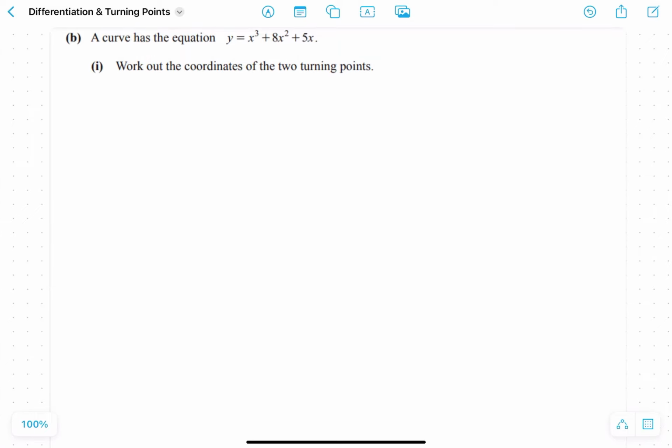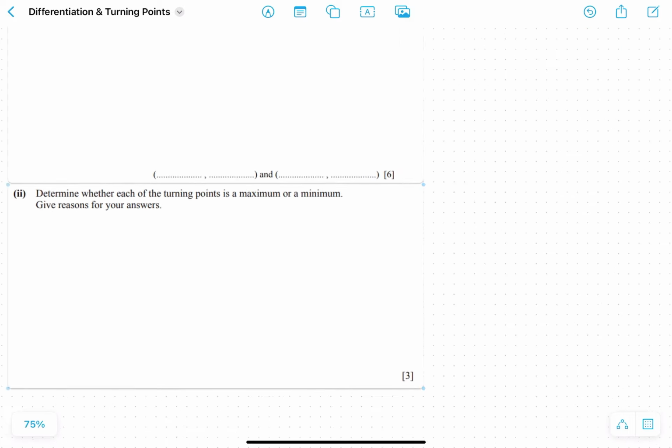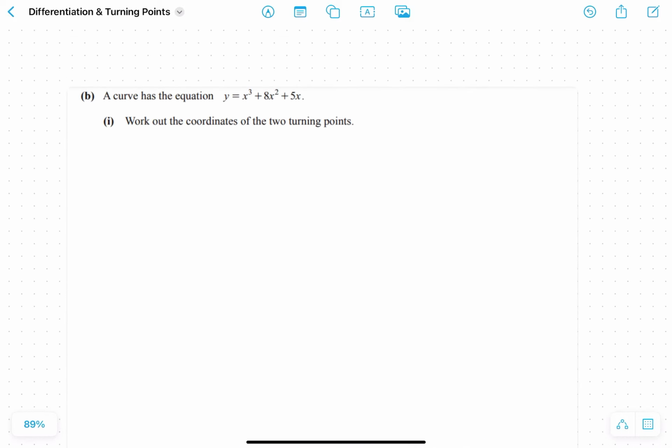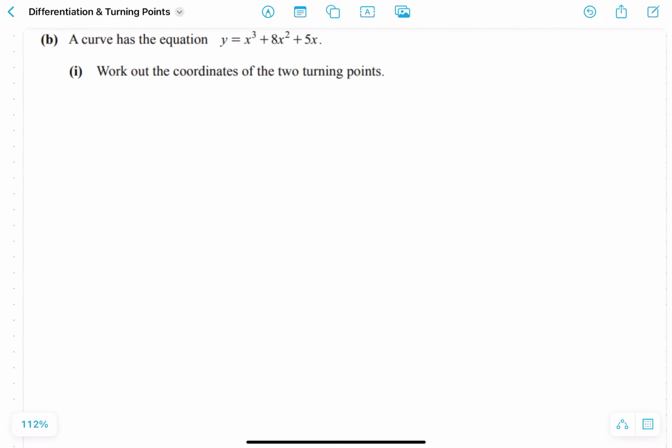Hello everyone. In this video I'll be going through using differentiation to find the turning points of a curve. As you can see, this question in total is worth 9 marks, which is quite a lot. So it's really important to make sure that you're familiar with the process of working out the turning points.